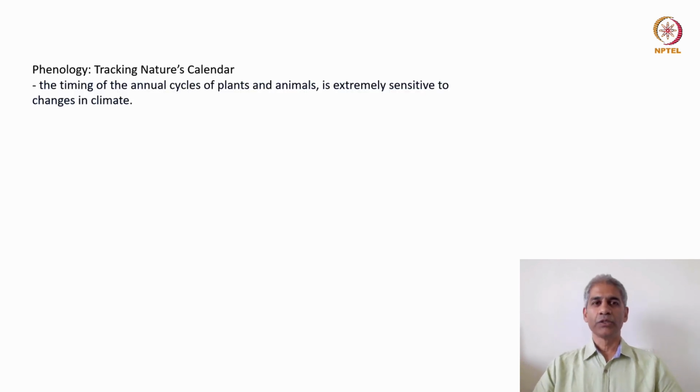Moving on to another effect of climate change, which is that of change in phenology. So phenology is just the timing of the annual cycles of plants and animals, which is basically the seasonal changes in their life history. And we can think of it as basically tracking nature's calendar. And this has been shown to be extremely sensitive to changes in climate, specifically temperature.